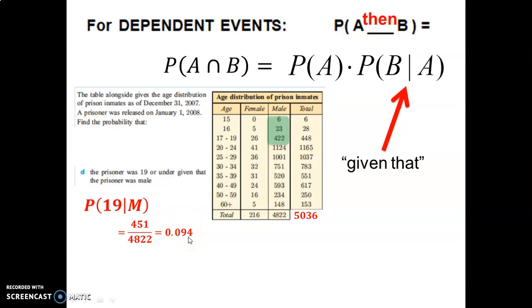So that's something we kind of looked at already, but now let's take a twist on that and ask this question. Find the probability of somebody chosen from this group being a male and being 19 and under.